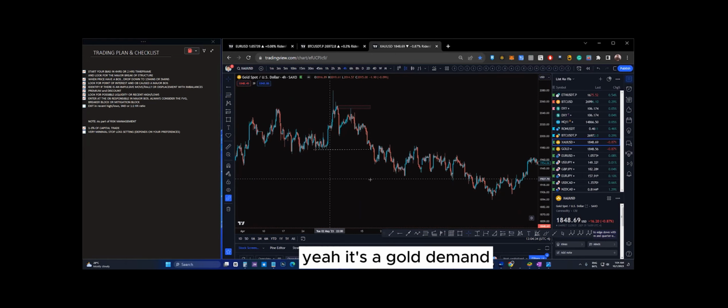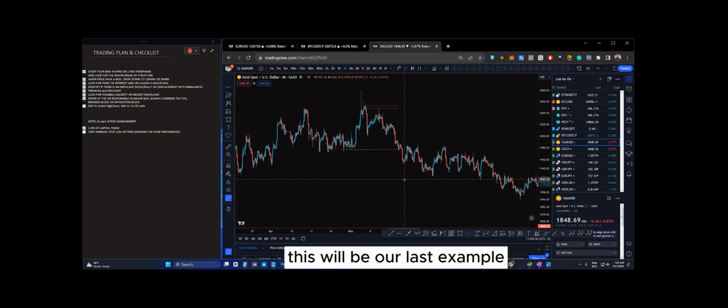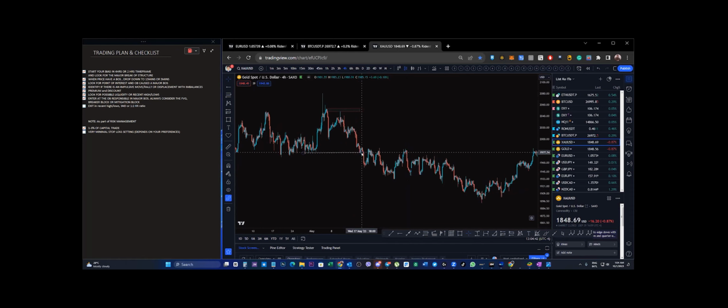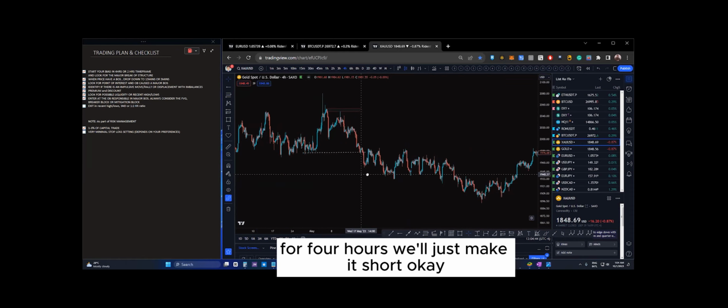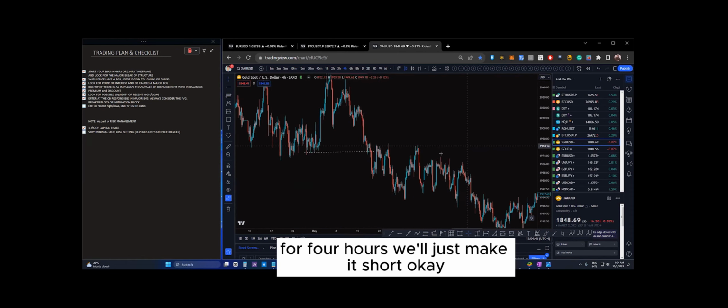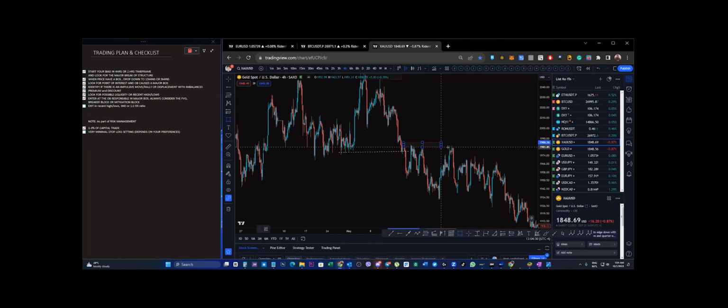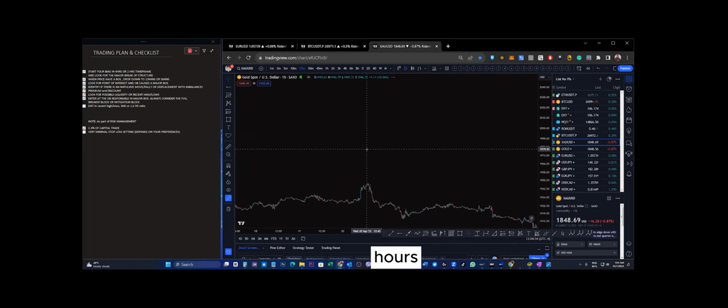Yan, sa gold naman. This will be our last example. So, you can just do the checklist and trading plan. Dito naman, kung makikita mo, for 4 hours, we'll just make it short. Okay, for 4 hours. Sa 4 hours pa lang, meron na possible dito na order block. Okay. And then in 15 minutes, go to 15 minutes.